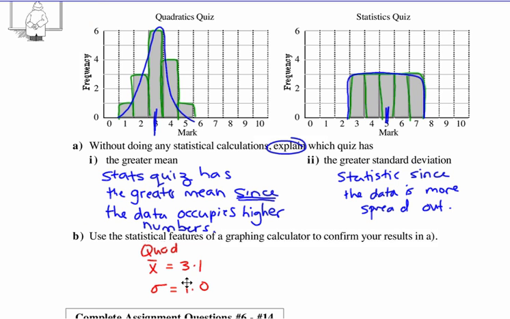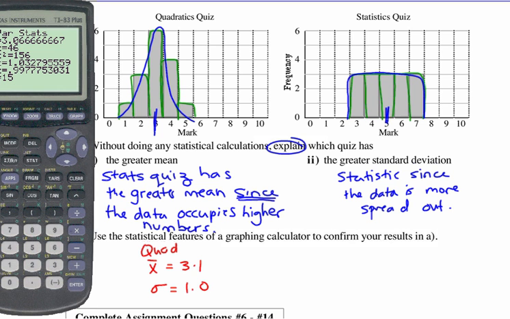Okay, so let's do the same thing now for our stats quiz. I go stat, edit, and clear our two lists. I see the numbers 3, 4, 5, 6, 7. And how many of each? We always have 3. 3, 3, 3, 3, 3. Stat, calc, number 1, L1, comma L2. And so our mean is 5, our standard deviation 1.4.